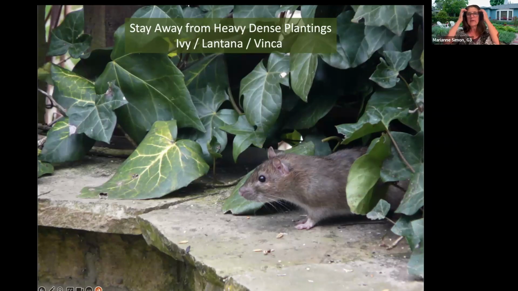And then this is another one that you can definitely look at, and that is the idea that they like easy places to hide. This is cool and hidden. And so the idea that you've got these masses of dense plantings, things like ivies, lantanas, vincas, potentially make things just a little bit easier and more comfortable for these. And they're very, very smart. Very smart creatures.